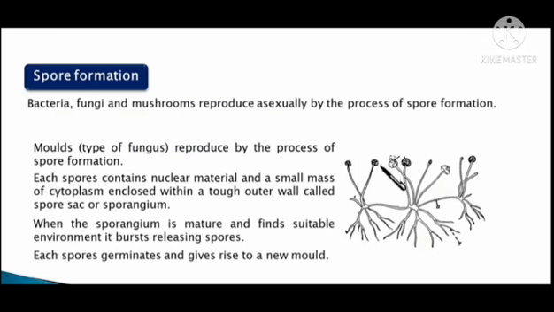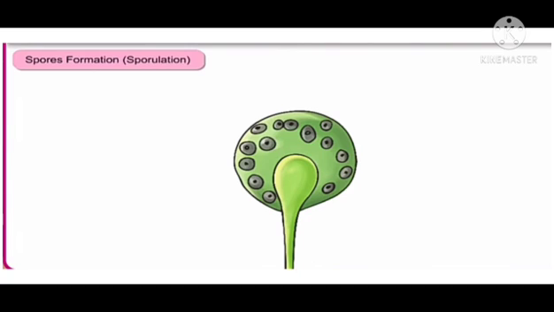Now next is spore formation. In non-flowering plants like bacteria, fungi and mushrooms, they reproduce asexually by the process of spore formation. Spores are very small in size. They have thick walls. The thick walls help the spores to survive in adverse conditions of the environment like high temperature, scarcity of water and lack of food.